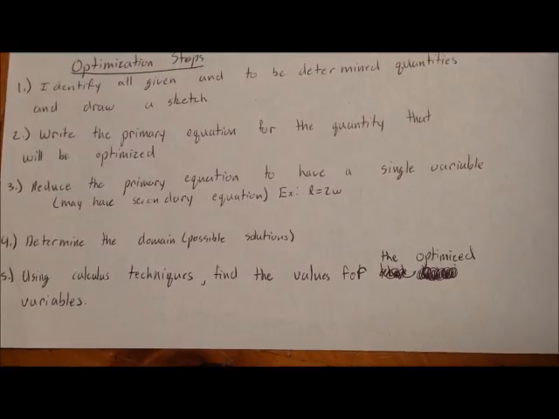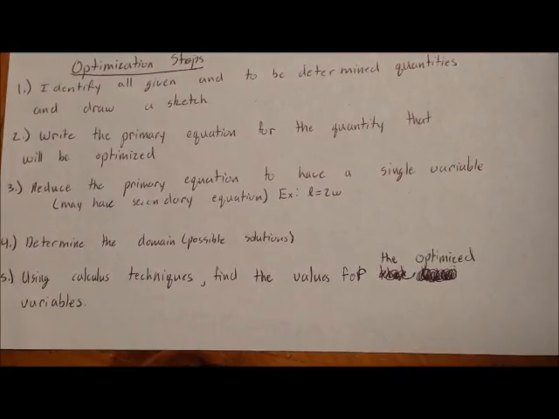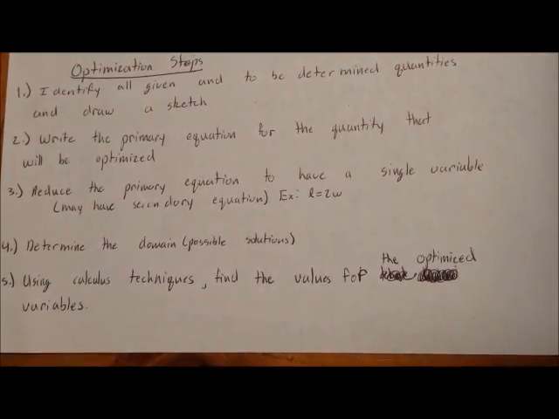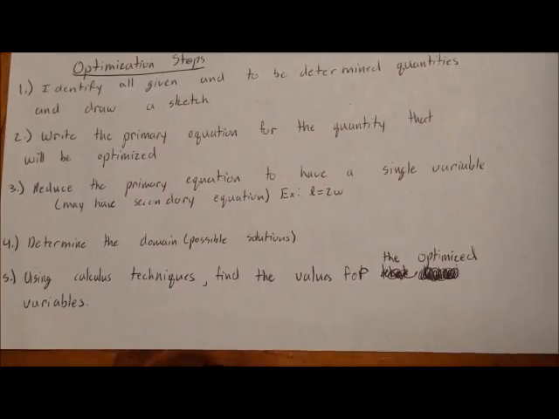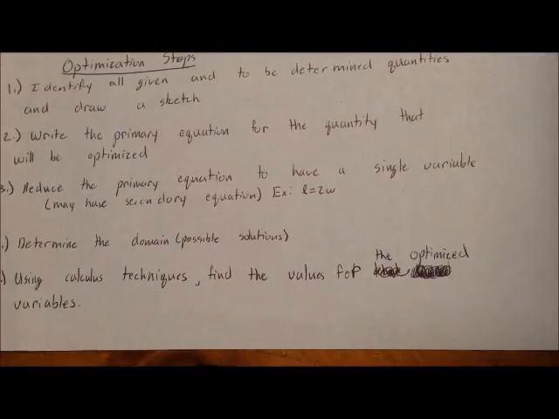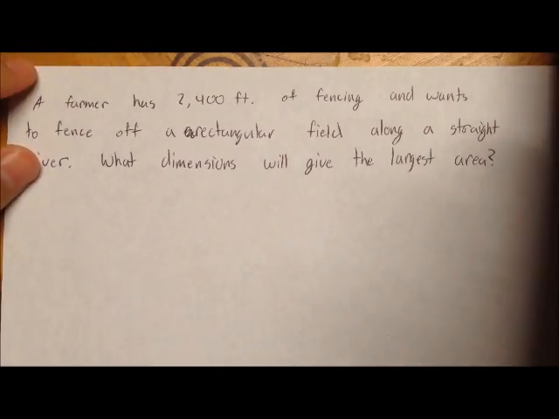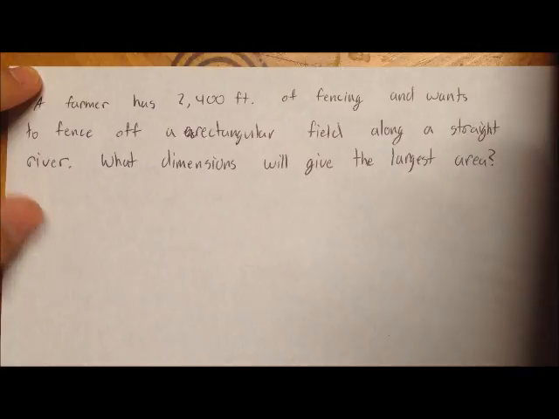Fourth, determine the domain or the possible solutions for your problem. And then 5, using calculus techniques, find the values for the optimized variables. So for example, a farmer has 2,400 feet of fencing and wants to fence off a rectangular field along a straight river. What dimensions will give the largest area?